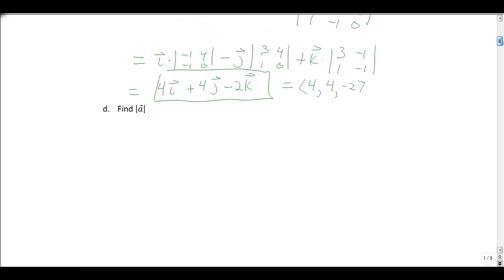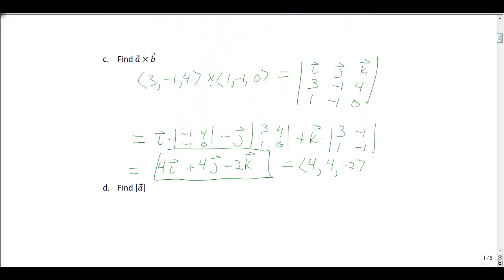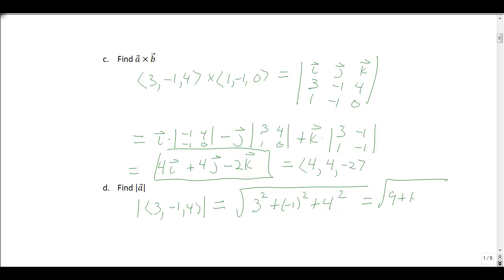Okay, now the magnitude of A. So A was the vector 3, negative 1, 4. What we do is we take the square root of the first component squared plus the second component squared plus the third component squared. If you think about it, this is really the square root of A dotted with A. And in our case, that is square root of 9 plus 1 plus 16. 9 plus 1 is 10, plus 16 is 26. So we get the square root of 26 as our answer.